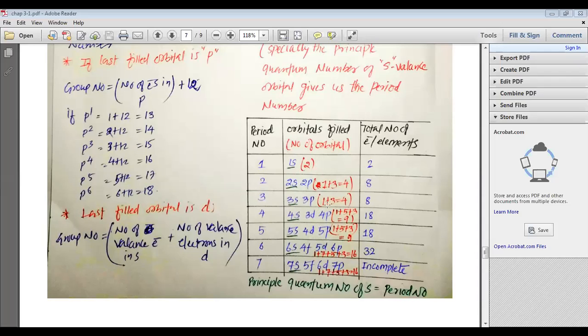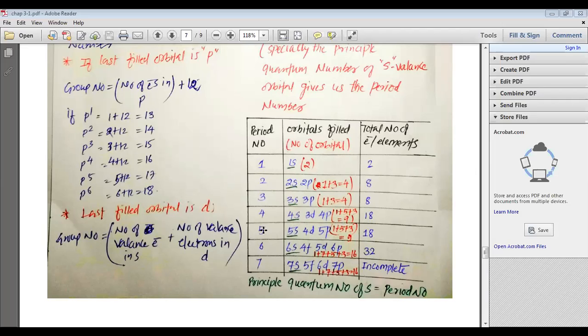In 3s and 3p again we have 1 orbital of s and 3 orbitals of p, so a total of 4 orbitals, and 8 electrons can be filled. In the 4th period, 4s, 3d and 4p, that means 1 for 4s, 5 for 3d and 3 for 4p, a total of 9 orbitals are present in period 4, and that is why we can justify that the number of elements in period 4 would be 18.